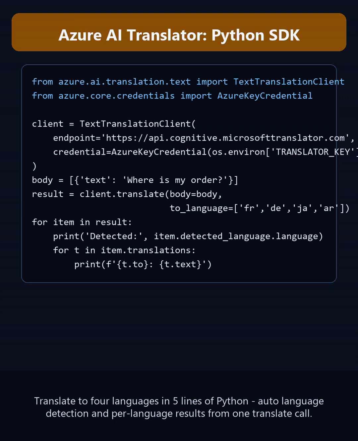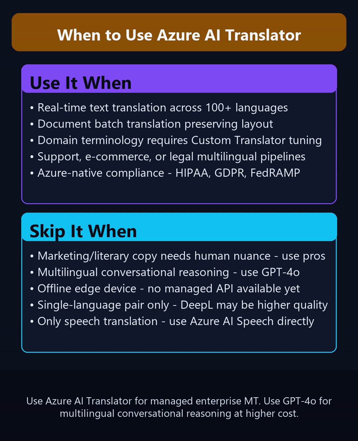Use Azure AI Translator when you need managed, scalable machine translation on Azure for text, HTML, or documents across 100+ languages, especially for customer support, content localization, or document pipelines. It is the right choice when custom translator domain fine-tuning and Azure native compliance matter. Skip it when translation quality must match human-level nuance. For marketing copy or literary text, use a professional translation service for those. For multilingual conversational AI that requires reasoning over meaning, Azure OpenAI with GPT-4o and its native multilingual capability will give you deeper semantic accuracy.